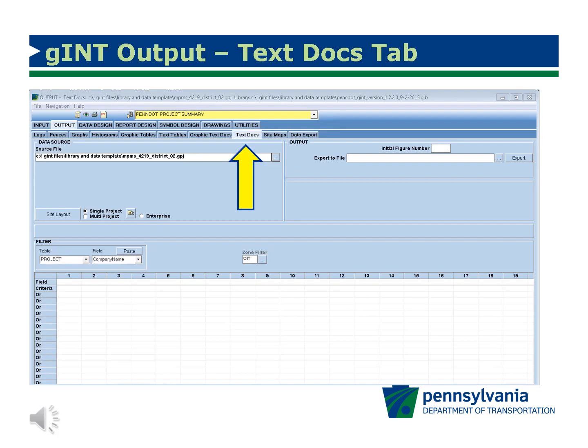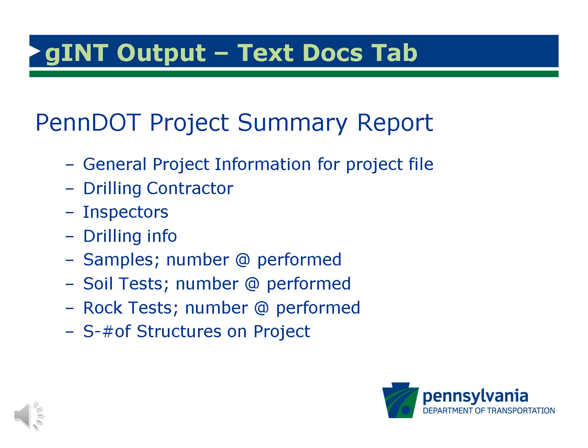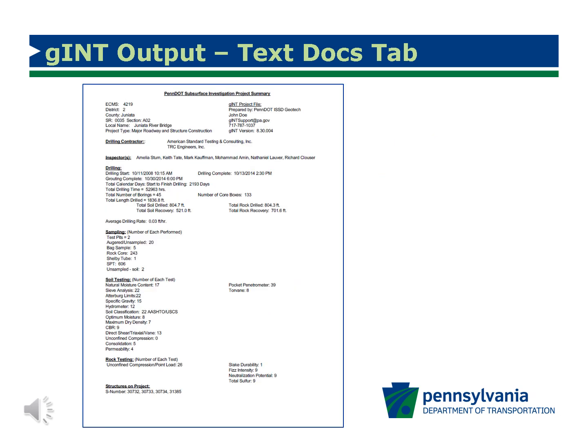This is a screenshot demonstrating the Text Docs tab. A one-page project summary is available on the Text Docs tab. The PennDOT project summary report includes general project information for the project file, the drilling contractor, the inspectors, drilling information, the number of each sample type taken, a list of the lab tests performed for soils and the number of each test performed, a list of the lab tests performed for rock, and the number of each test performed. The report also has the S number of the structures on the project. This is a sample PennDOT project summary report.